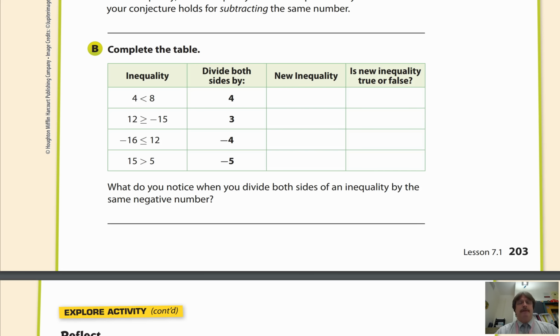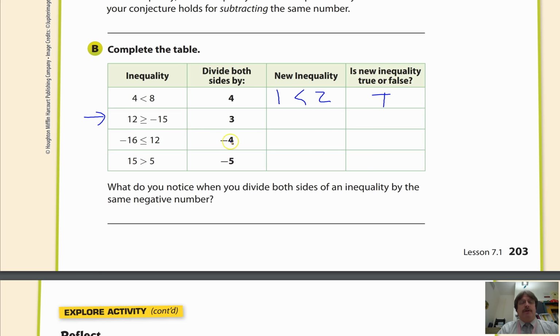In the next table here, we do kind of the same things, except we're going to do some divisions. If we take 4 divided by 4, that's going to be 1. And we take 8 divided by 4, that's going to be 2. And we have 1 is less than or equal to 2, and then that would be true. You can do the next one, this one here.